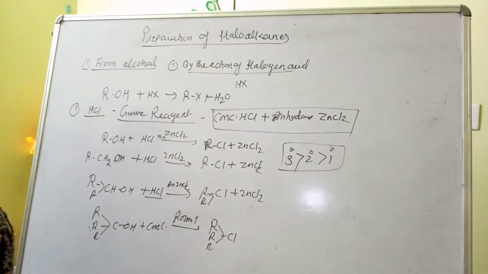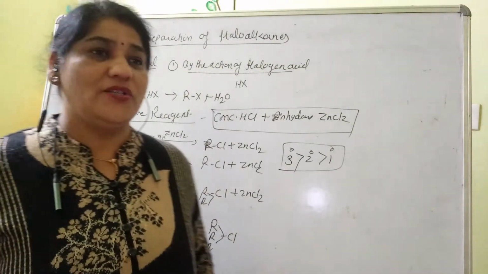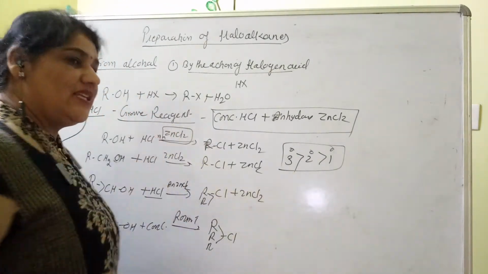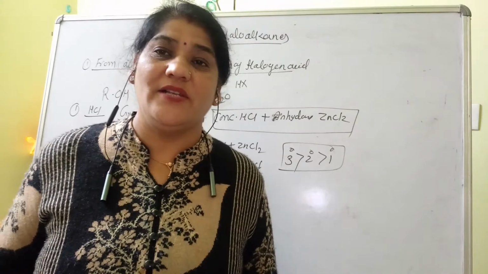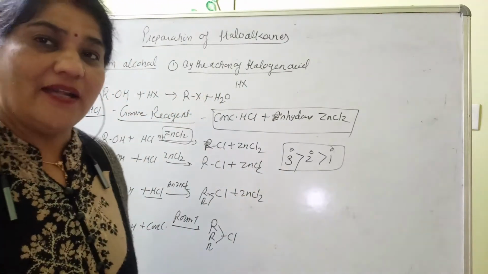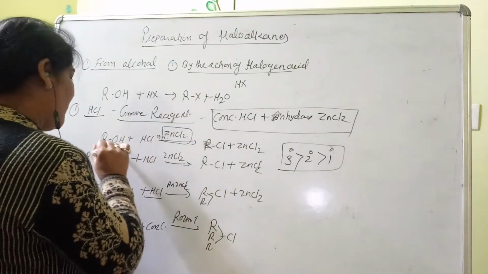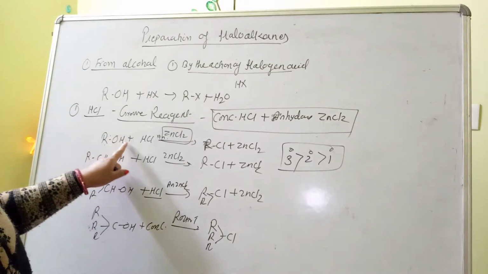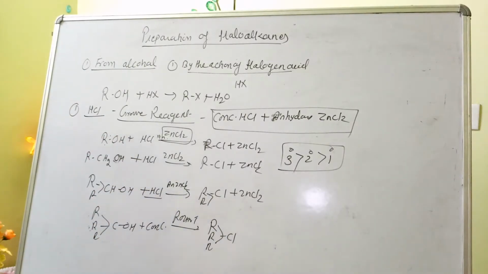This is also called Groove reagent. What is the role of anhydrous zinc chloride? It acts as a catalyst. It cleaves the R-OH bond, the carbon and oxygen bond. This is also called Lucas reagent. The Groove process is also called Lucas reagent.